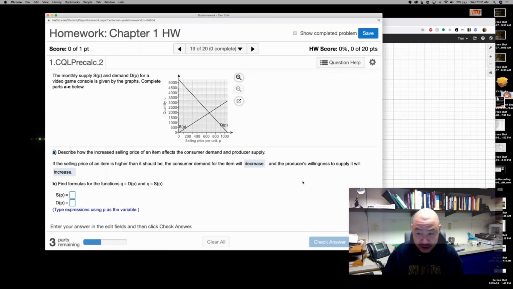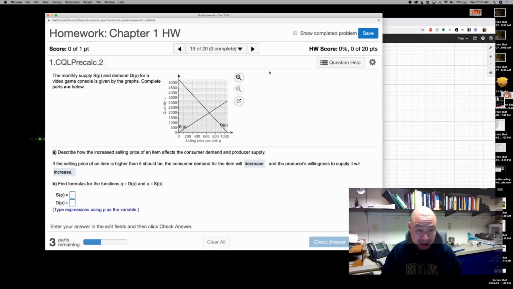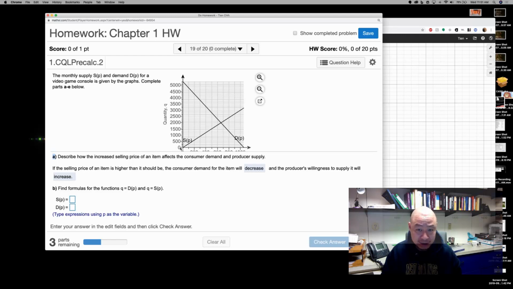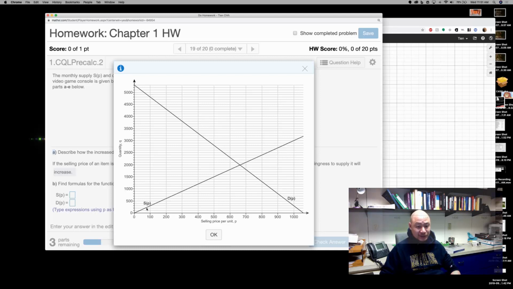So the first thing to note is that the B of a linear function is the y-intercept. It's where on the y-axis, at what height, the line intersects that axis. So if we look at this, or better yet, let's blow this out, we notice that the S of P hits the axis at the origin, at 0, 0, or height 0. And that makes sense, right? If your product is free, no one wants to sell it.